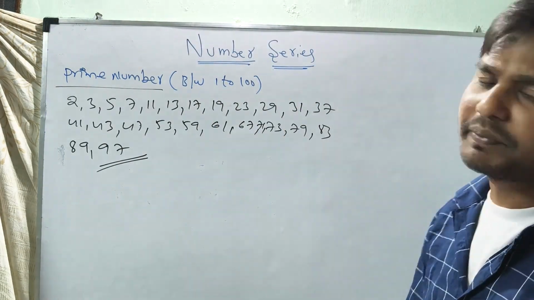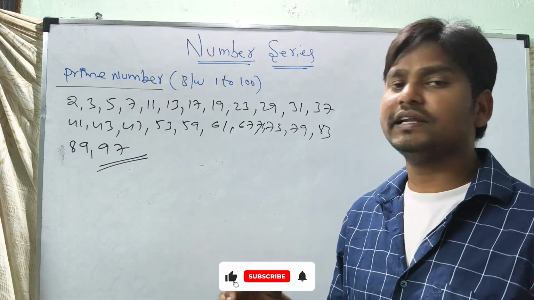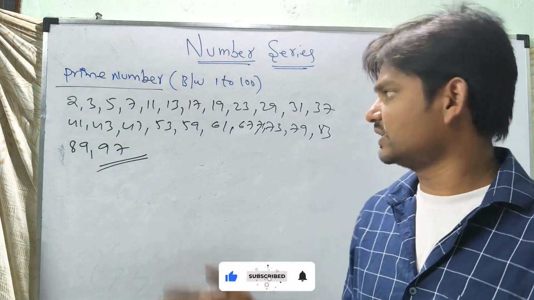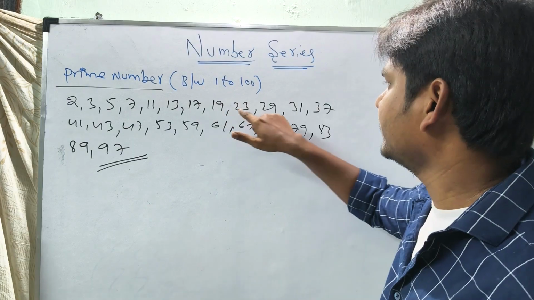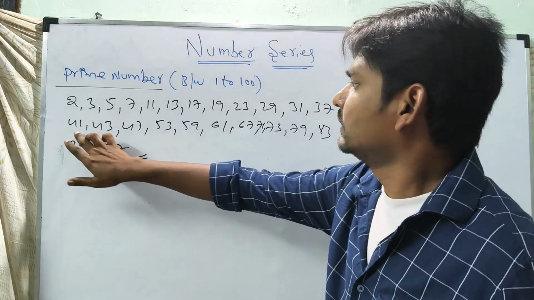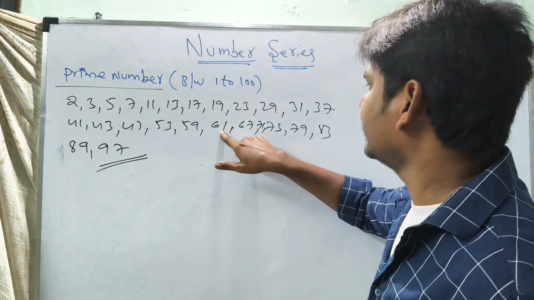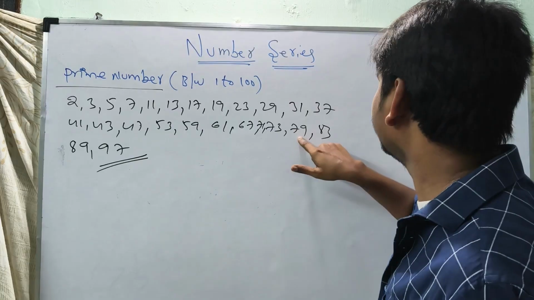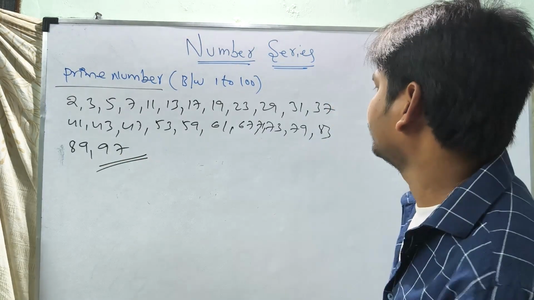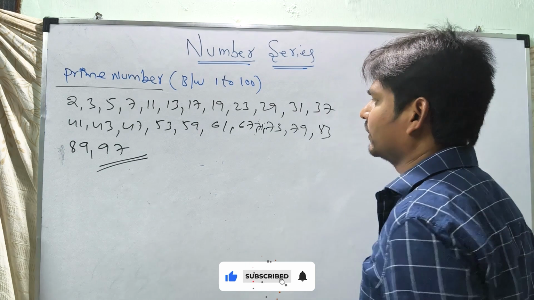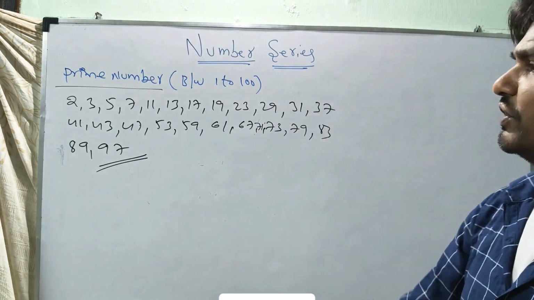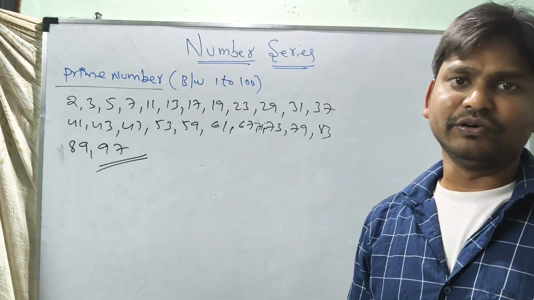How many prime numbers are there between 1 to 100? There are 25 prime numbers. Let's count: 1, 2, 3, 4, 5, 6, 7, 8, 9, 10, 11, 12, 13, 14, 15, 16, 17, 18, 19, 20, 21, 22, 23, 24, 25. Here 71 is also there, please remember. So there are 25 prime numbers between 1 to 100.